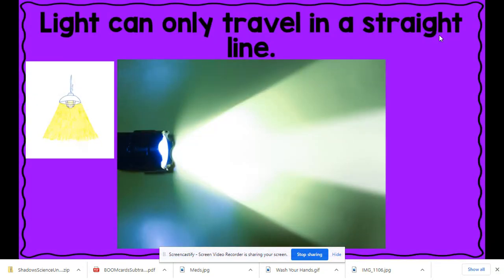Light can only travel in a straight line. Case in point are two examples: the ceiling light, where the light is traveling in a downward direction in a straight line, and the flashlight, where the light is traveling to our right in a straight line.